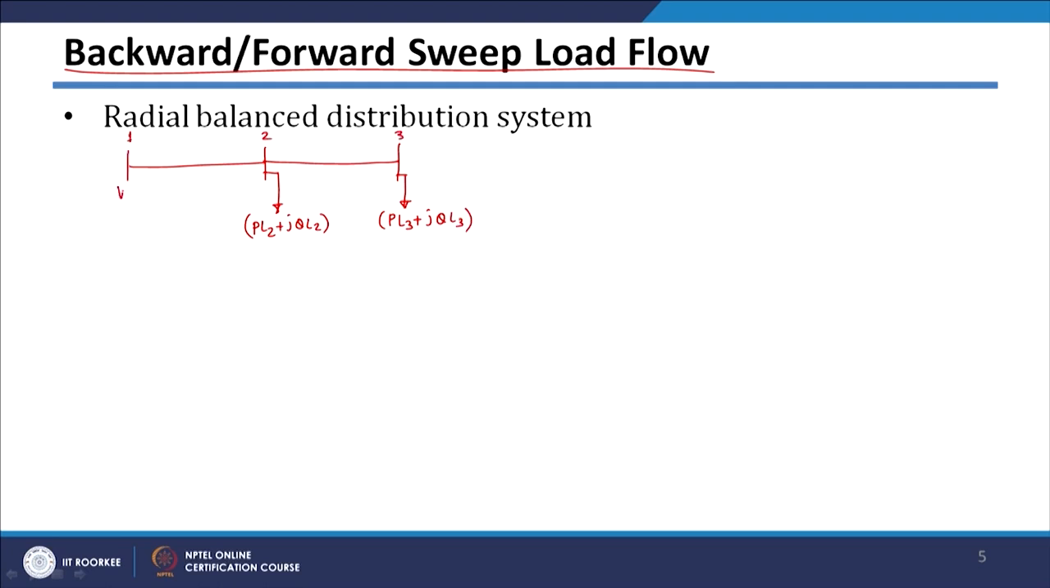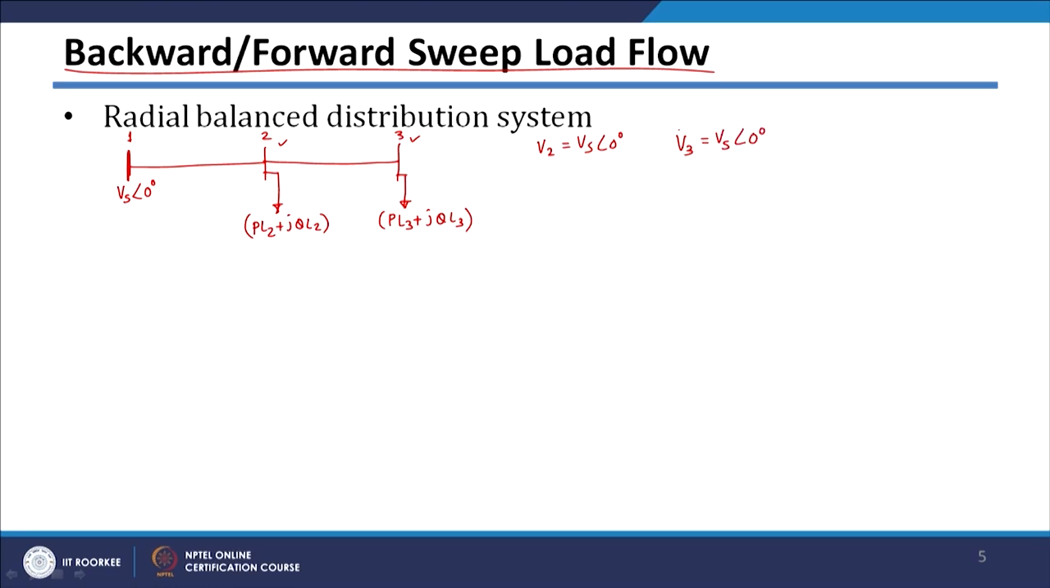The voltage at this bus is given and will remain constant on all iterations. So, we are keeping the voltage at this bus 1 constant at say Vs angle 0 degree. Now, this backward forward sweep algorithm will work like this. Initially, we assume that voltages at bus 2 as well as bus 3 are equal to voltage at source bus. So, V2 will be Vs angle 0 degree as well as voltage V3 will be equal to Vs angle 0 degree.